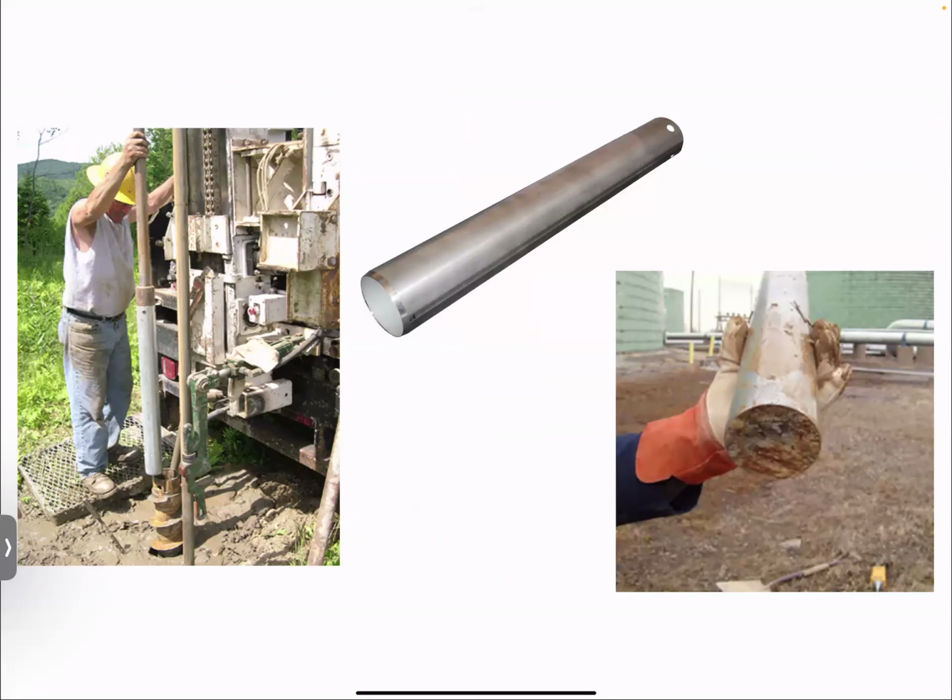This is an example of a Shelby tube. The Shelby tube looks very similar, but it's just a really thin pipe that has a sharper blade. And this is not hit, it is pushed into the ground. So we would use the hydraulic ram to push it into a soil sample. So this is a Shelby tube. This is pushed, not hammered.